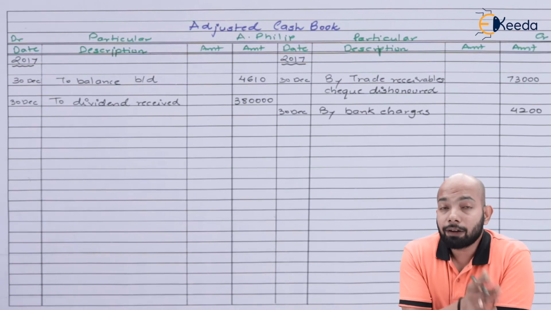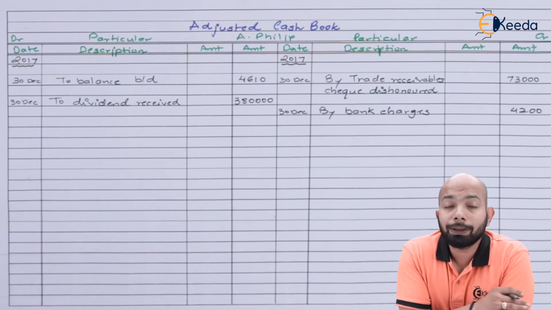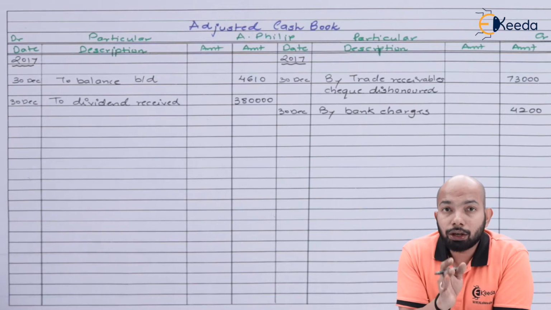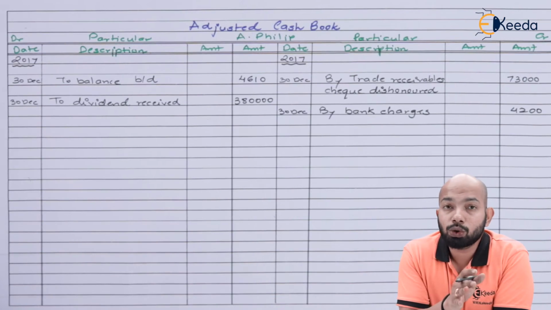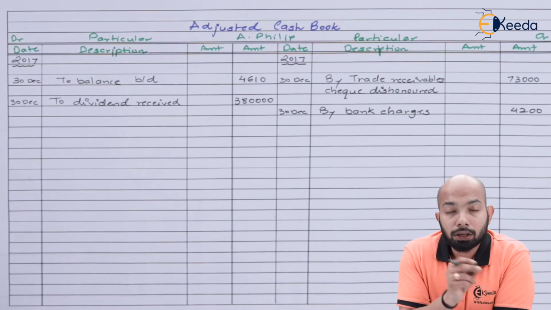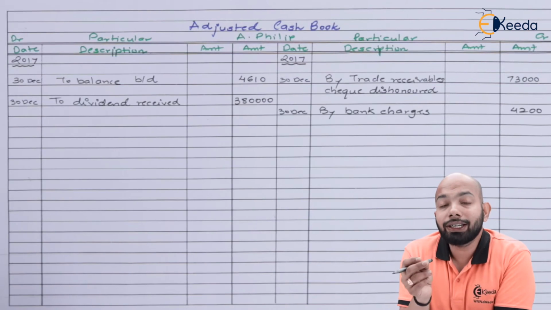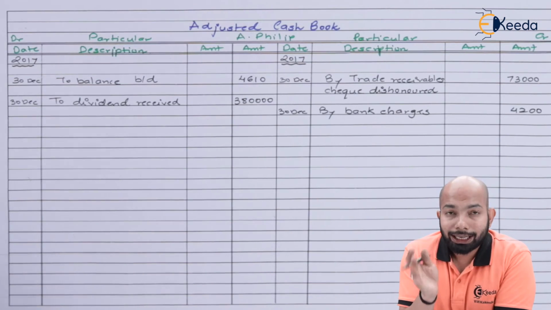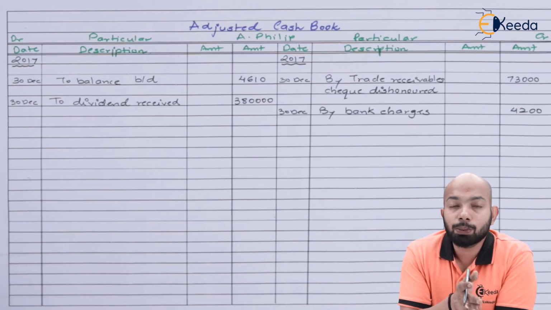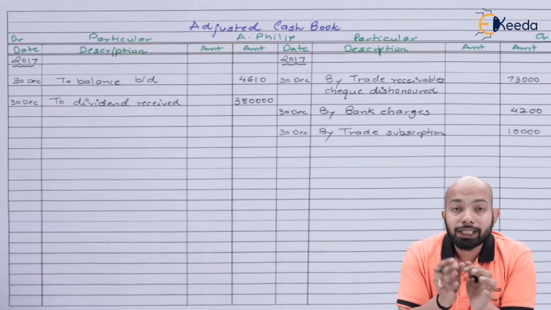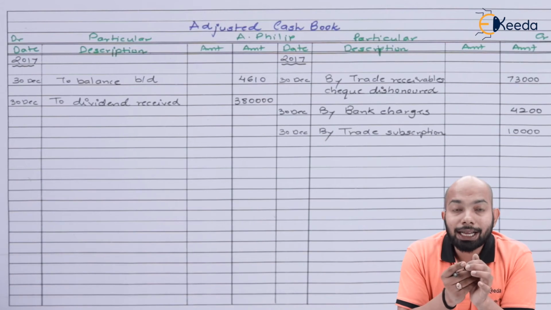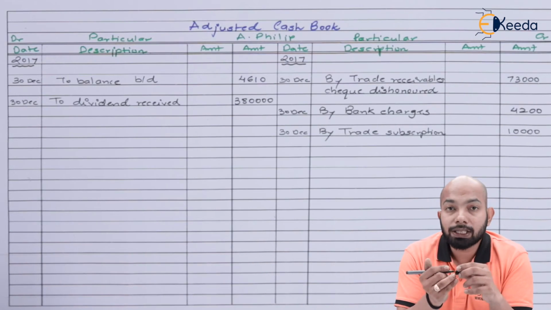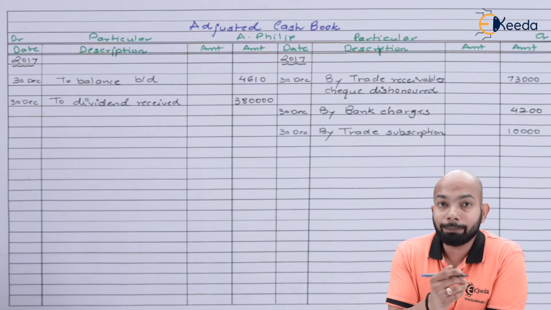After that, we have another transaction worth rupees 10,000, which refers to the transactions that were supposed to be a part of trade subscription. As this has been already debited out of your bank account, we have to subtract it from the cash book. That means it will be recorded on the credit side here. So with this transaction, we have recorded all the adjustment transactions that were supposed to be a part of this specific format. So let's figure out the interim balance first.